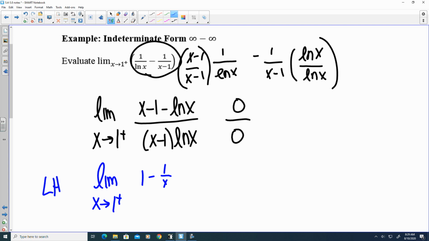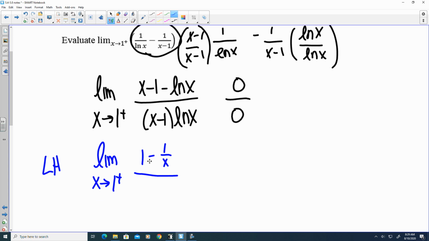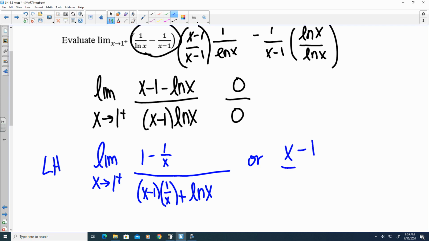1 minus 1 over x. And the bottom, unfortunately, is going to be a product rule. f g prime plus g f prime. So just to simplify a little bit, that is everything getting a common denominator, so I don't have double fractions. When I plug in 1, I'm going to get 0 over 0.